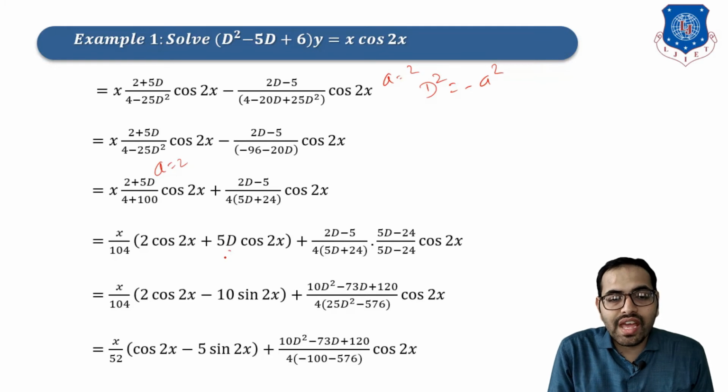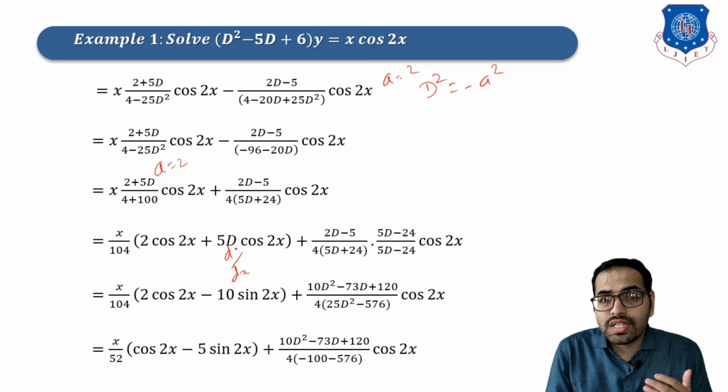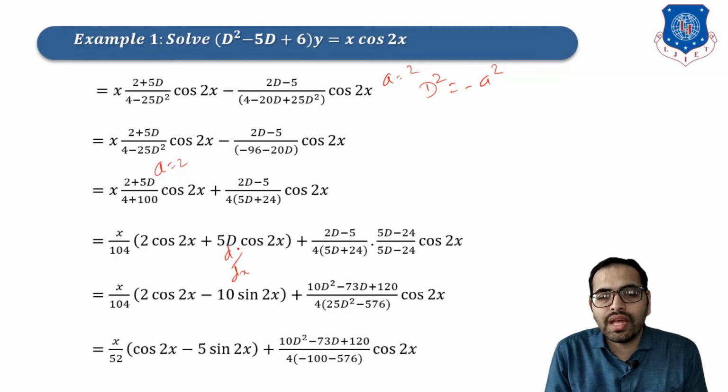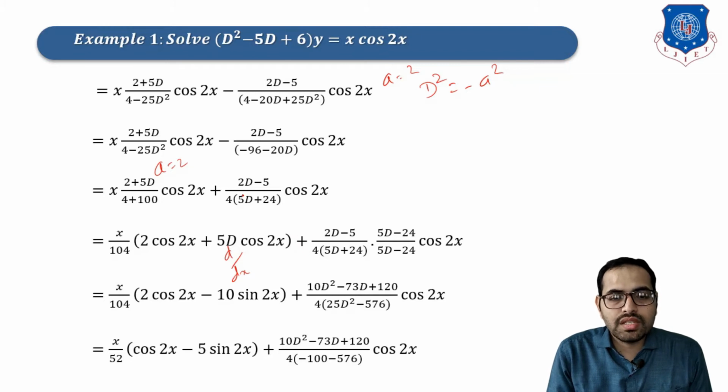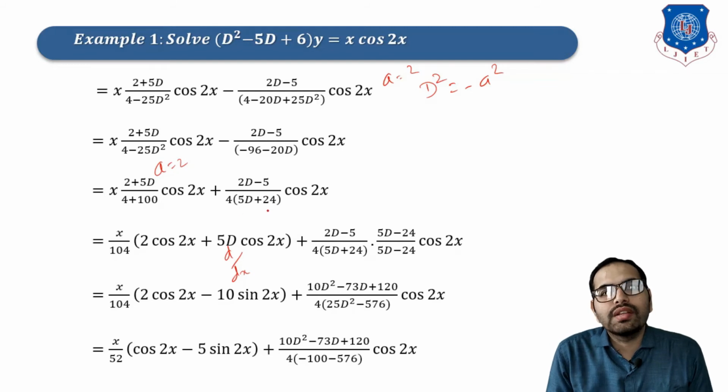This term, twice cos 2x plus 5d, where d is an operator, can be written as d by dx: single time derivative d, then d square, d cube, and so on. Here we require the d square term. The denominator portion has 5d plus 24. Then we require the d square term for the simplification.